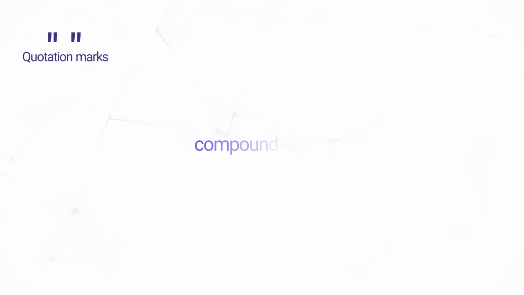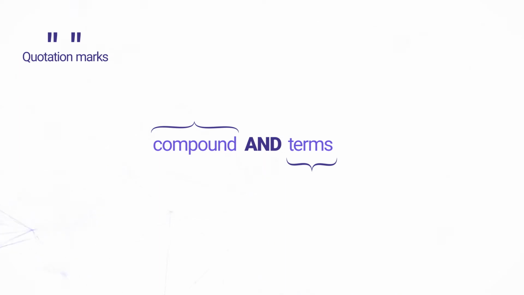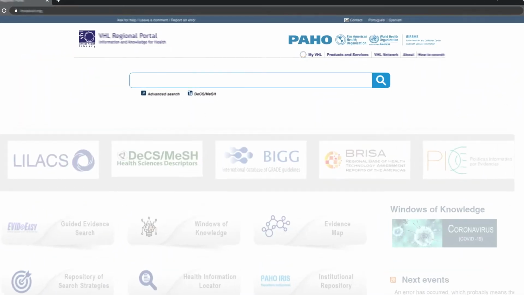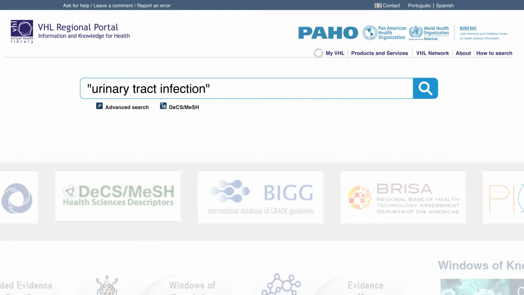The quotation marks must be used to retrieve terms composed of more than one word. When typing compound terms without quotes, the AND operator is considered between them. And, in this case, there is the possibility of retrieving the term in different fields of the document. One term may appear in the title, while another may appear in the abstract or subject in an unlinked manner. Let's look at the example of the compound term, urinary infection. To make sure that the term appears this way, we put it in straight quotation marks, so we should search for the quote urinary tract infection.